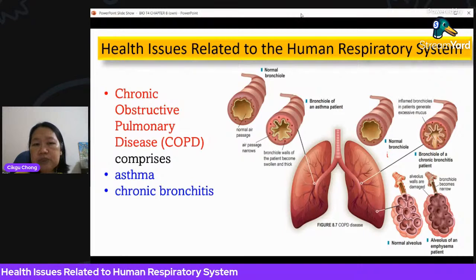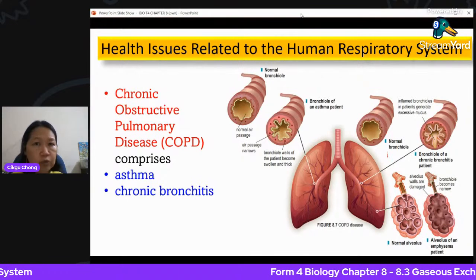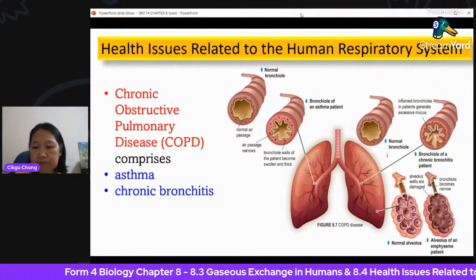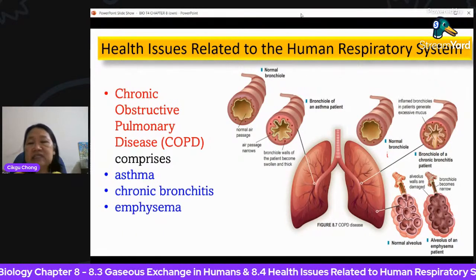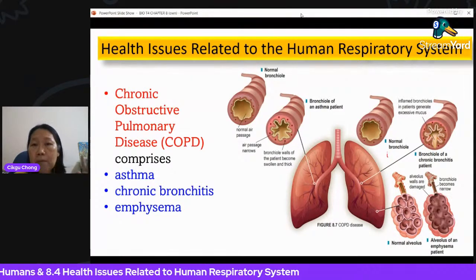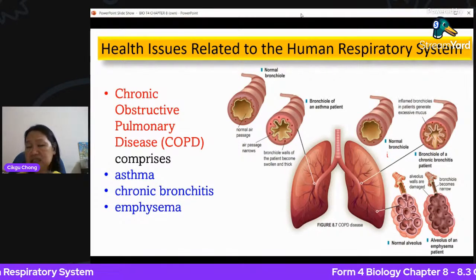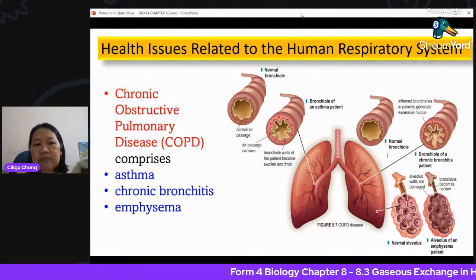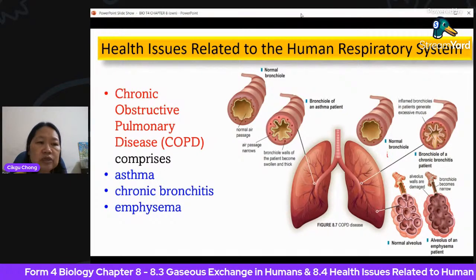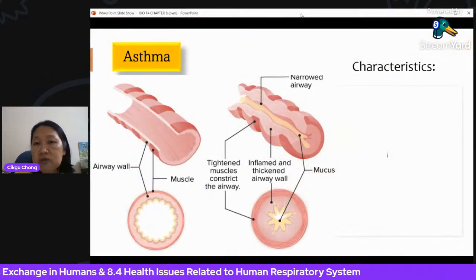Chronic means it's not because of bacterial infection. When it's acute, it could be bacterial infection. Once the infection clears up, then you don't have it anymore. But bronchitis can be long term, this chronic. And lastly, emphysema. So remember ABE: asthma, bronchitis, and emphysema. Later towards the end of the lesson, I'm going to tell you the differences between asthma and bronchitis. They are very similar. A lot of people are not able to differentiate between them. The symptoms are very similar, but of course, a trained doctor will know, right?